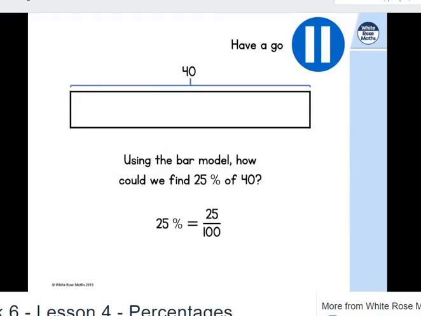Let's consider that. 25% is 25 over 100. Now, I don't want to split my bar into 100 parts and then shade 25 of them. That'd be a bit awkward. So I might think about simplifying this fraction. So 25 hundredths is the same as a quarter. So, if I split my bar into 4 equal parts, each part would represent 25%. So to find 25%, I could divide it by 4, which would be 10. There we go, there's 25%.